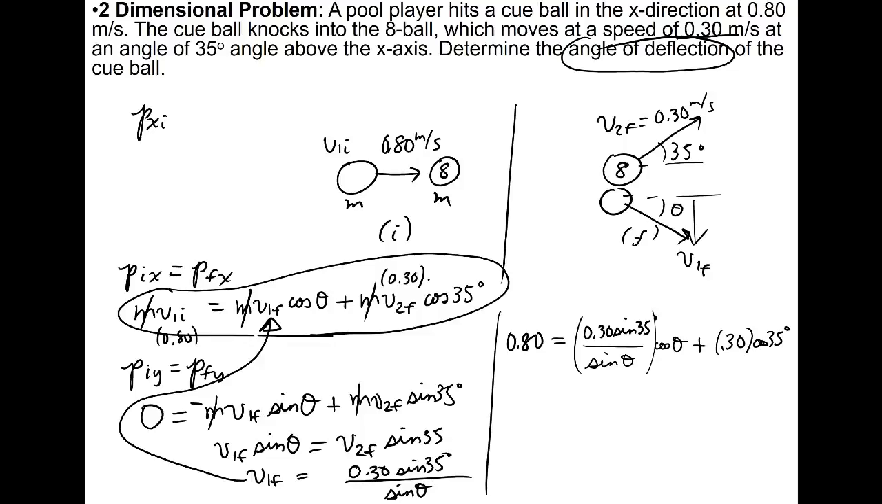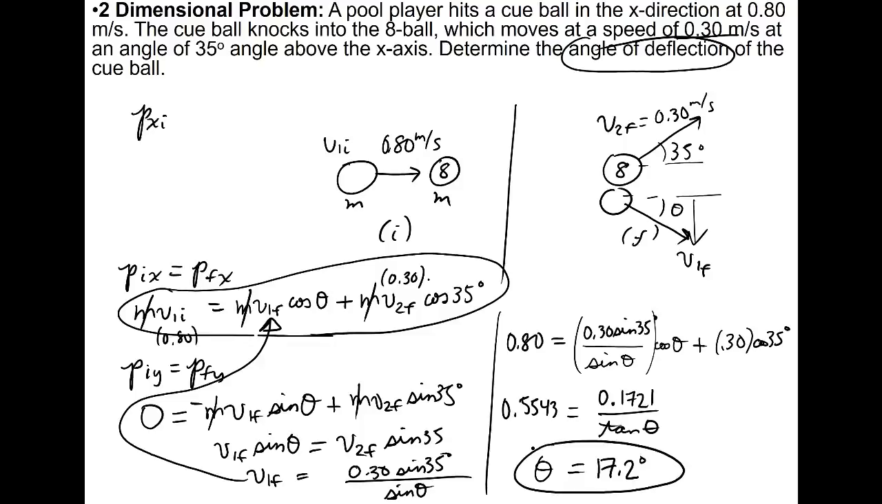We can do that fairly easily. We'll do 0.8 minus 0.3 times cosine of 35. And that's going to give us about 0.5543, which is equal to 0.3 sine 35 over the tangent of theta, because cosine over sine is cotangent, which is 1 over tangent. So 0.3 times the sine of 35 is 0.1721. I'm rounding a little bit. And this is going to give us an angle theta here of about 17.2 degrees.